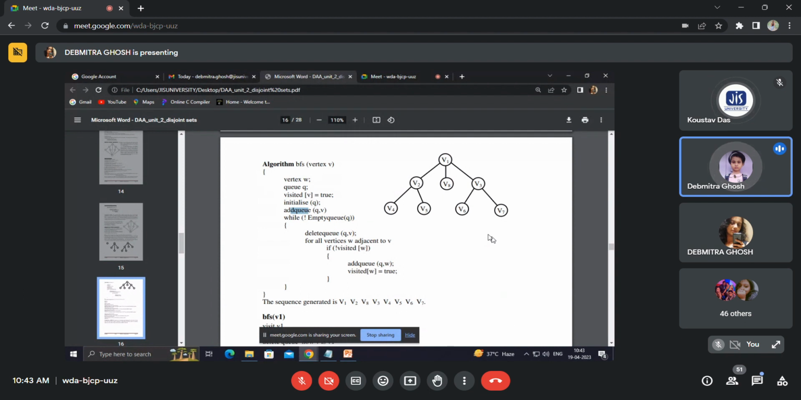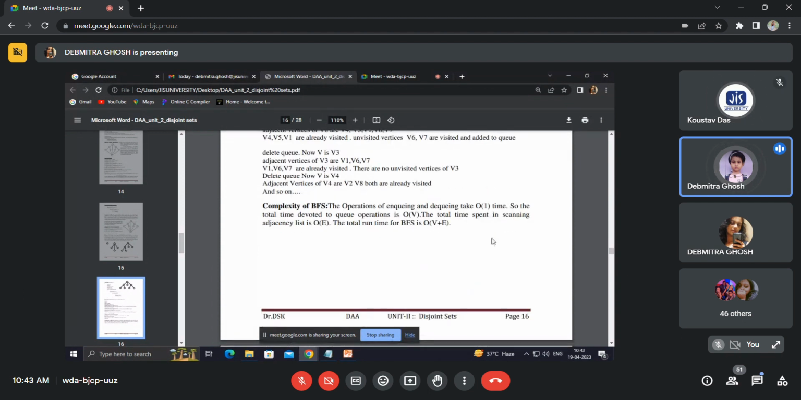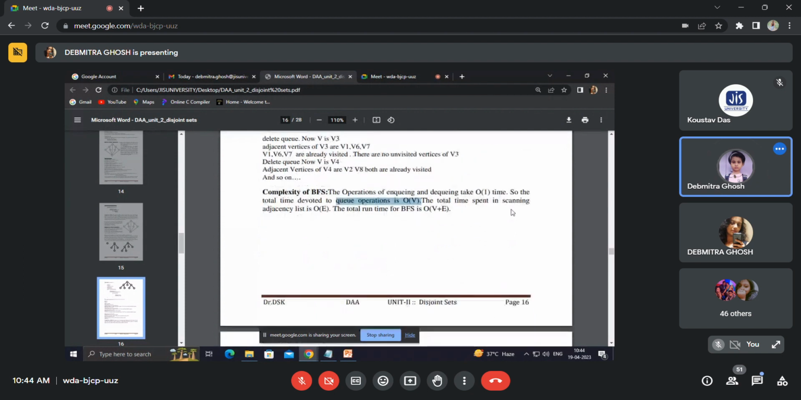So we have written this. We have written the complexity also. It's a queue operation. So the time required is for the vertices, how many vertices are there, as well as scanning the edges, because one vertex can have multiple edges. So just for scanning the edges and for the vertices, we were using this.